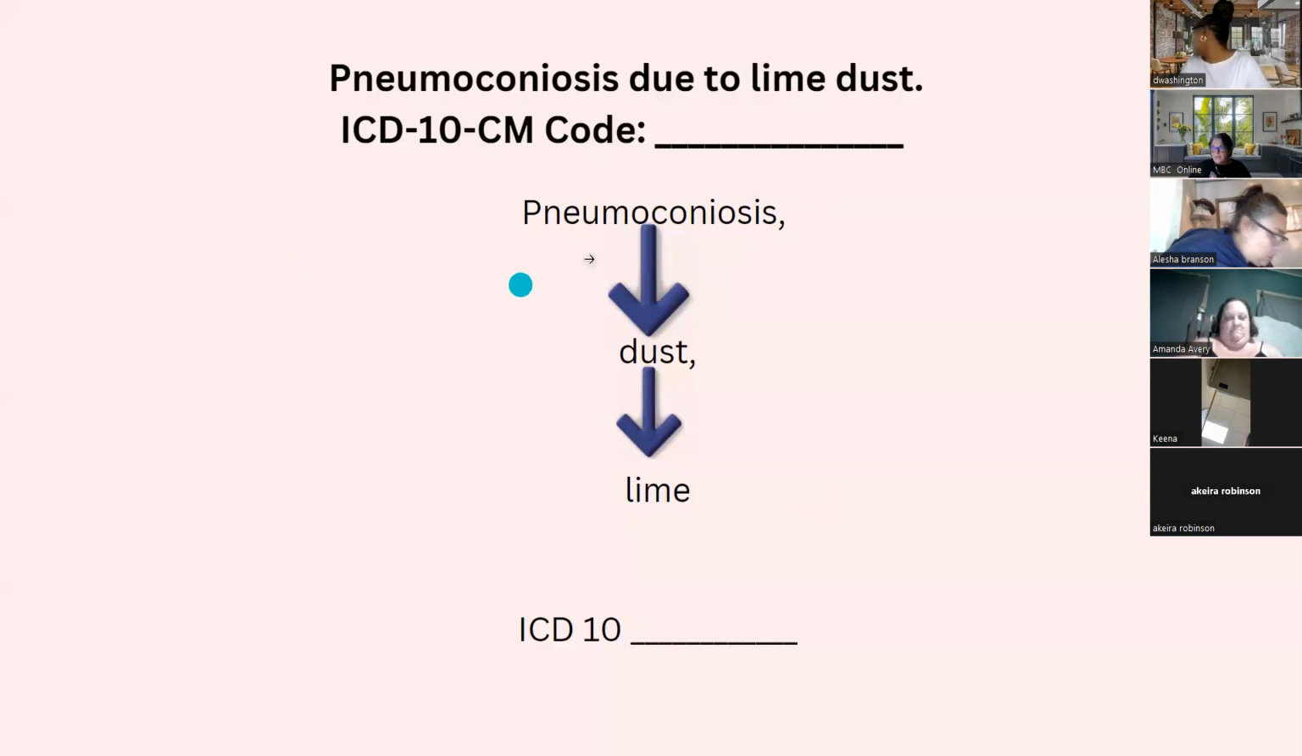Miss Danielle, you want to try this word? I'm looking at it now. I'm like, pneumoconiosis. Coniosis. Kenosis? Pneumoconiosis. I think it's kenosis. Pneumoconiosis. Yeah, and probably won't be cross-eyed and drooling. So we're going to go pneumoconiosis, dust, lime. Please find your ICD-10 code, but don't tell me yet.